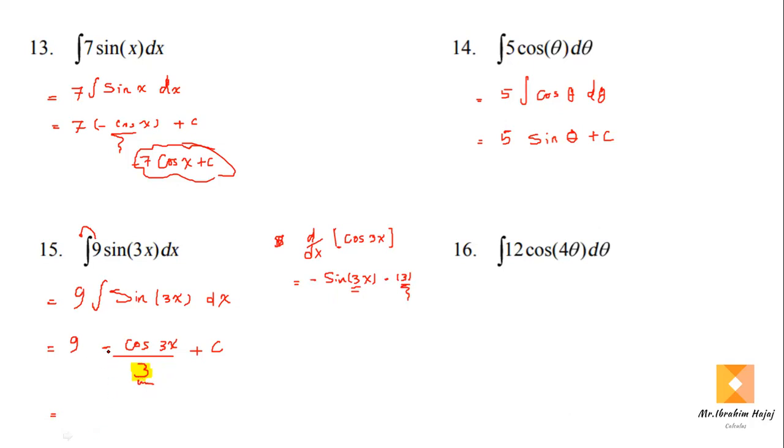So 9 divided by negative cosine 3x. My answer will be negative 3, because 9 over 3 is 3, and we have a negative, so it becomes negative 3 cosine 3x plus c.